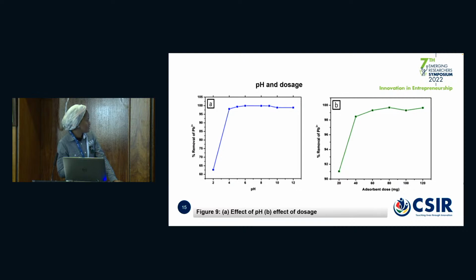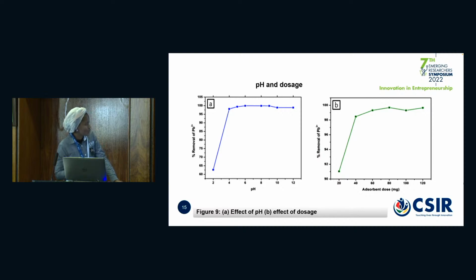And then pH 4 to 6, it shows that there were more charges in the lead solution to bind to the surface of our nanocomposite. And then from pH 4 to 12, it shows that there was no absorption taking place.